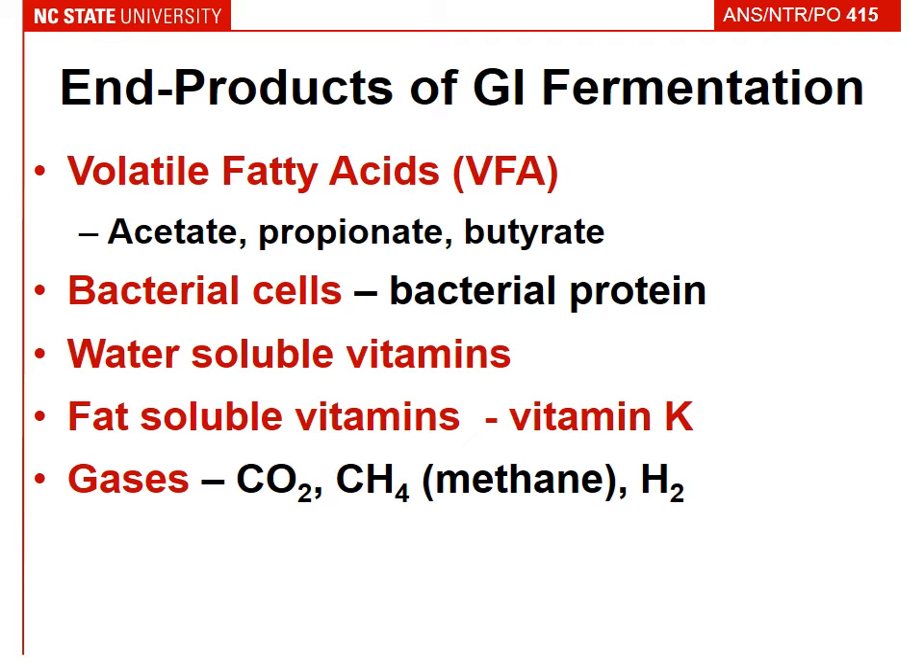So what are the end products of fermentation in the gastrointestinal tract? The main one is volatile fatty acids. These are short-chain fatty acids, and the main three that we will focus on in this class are acetate, propionate, and butyrate.